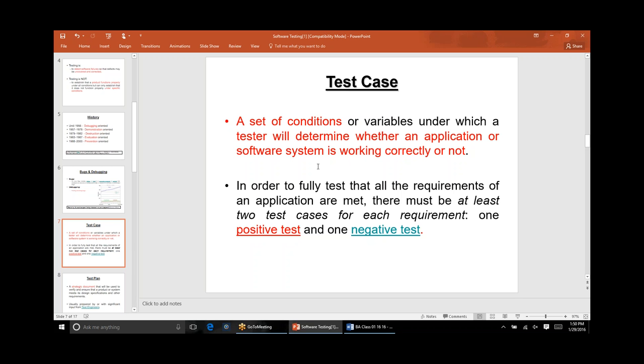So test case is the conditions, situation, variables, parameters under which a program should work. For example, if we take an example from the real world, if I'm creating a sales order on Amazon.com, the test case is that I'm able to create a sales order. So the ability to create a sales order is a test case.